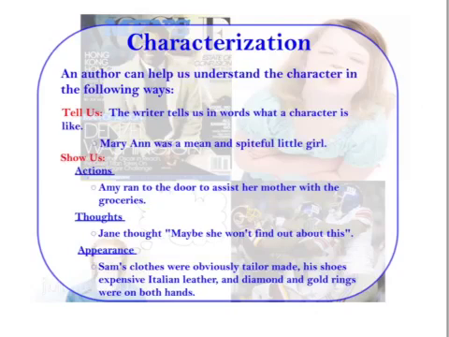So let's look at this example. Amy ran to the door to assist her mother with the groceries. In the Edpuzzle box, I want you to write down what we learn about Amy based on this sentence. By thoughts. Jane thought, maybe she won't find out about this. What do we learn about Jane just by seeing how she thinks? And then appearance. Sam's clothes were obviously tailor-made, his shoes expensive Italian leather, and diamond and gold rings were on both hands. So based on this sentence, what can we learn about Sam?